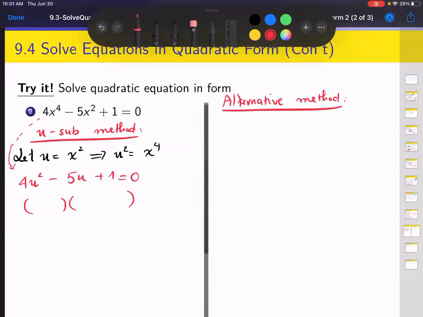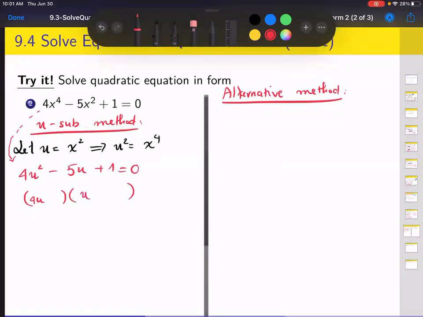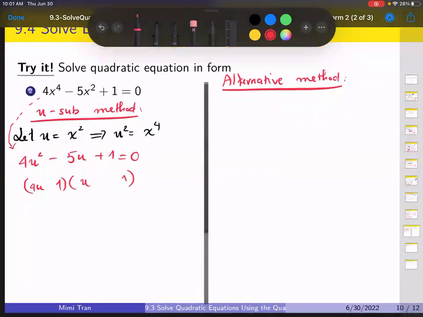Factor that. I'm going to say 4u and u, and then 1 and 1, minus and minus, right? You can check. 4u times u is 4u squared. Negative 1 times negative 1 is positive 1. And then the inner terms: I have negative u and negative 4u, so that's negative 5u. Checked.